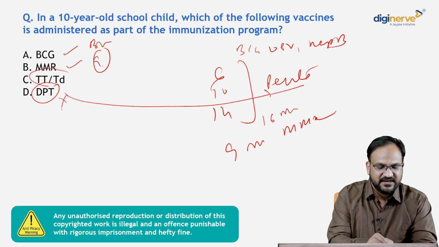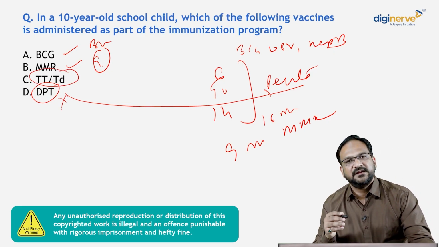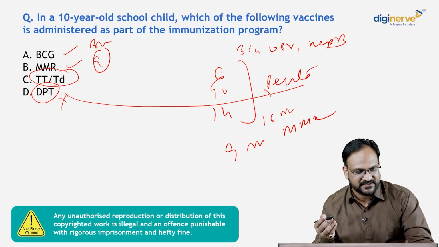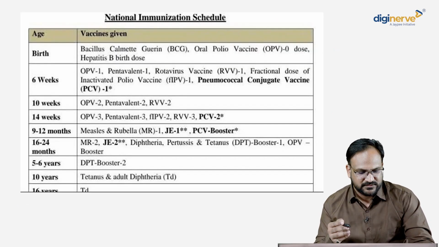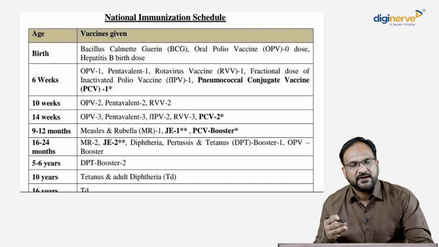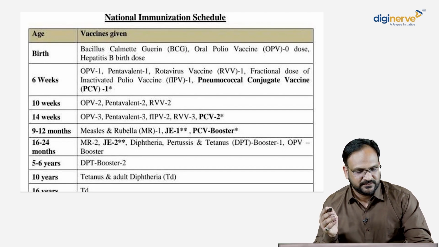So only TT or TD is remaining. However, we know that at the age of 10 years we are giving the tetanus vaccine. So the answer will be C only. This is the national immunization schedule we have already studied in the lecture.